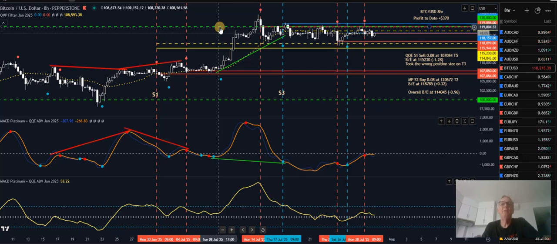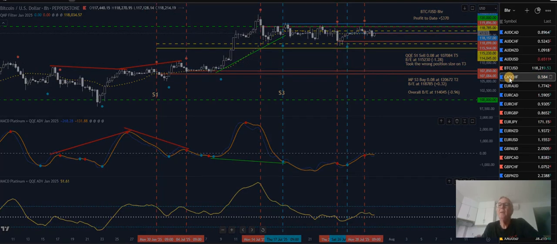This green level is the 120,000. So it seems to be sticking around the 120,000. Remember when it got stuck down at the 100,000? Now the 120 seems to be a bit of a magnet at the moment. We're just cruising along, see how we go.